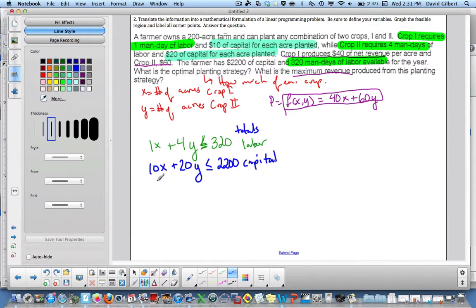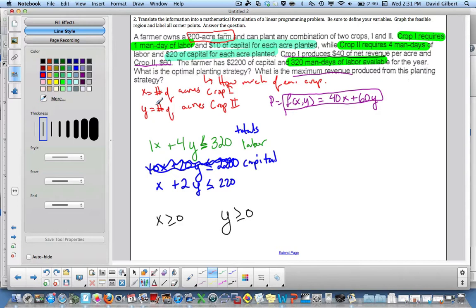We can simplify this. I'm going to do that right now actually. I can divide this whole thing by 10. So that's going to give me x plus 2y is less than or equal to 220. You can do it now or you can do it later when you're solving your system of equations. Either way. You also want x is greater than or equal to 0, y is greater than or equal to 0, and our last constraint would be that he owns a 200-acre farm. So the number of acres of crop 1 plus the number of acres of crop 2 has to add up to less than or equal to 200 acres. You can't plant 220 acres if you only own a 200-acre farm.